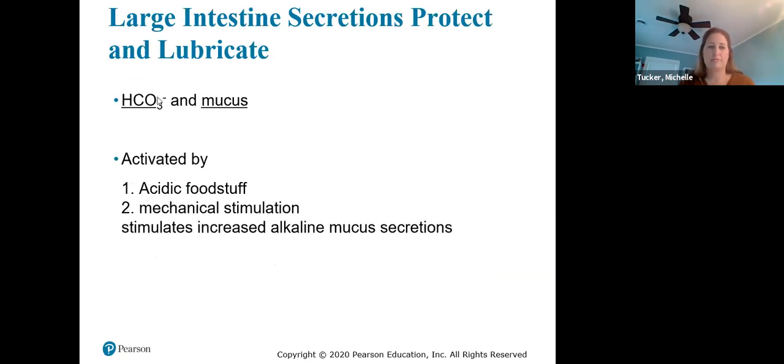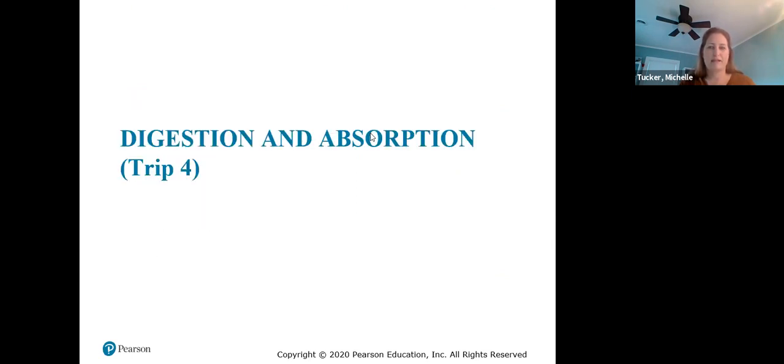Large intestine: bicarbonate and mucus. And then that is it.